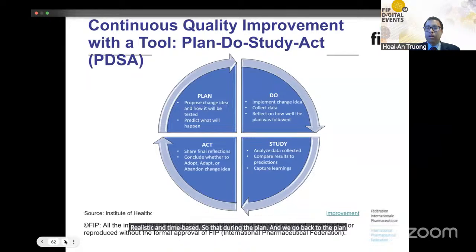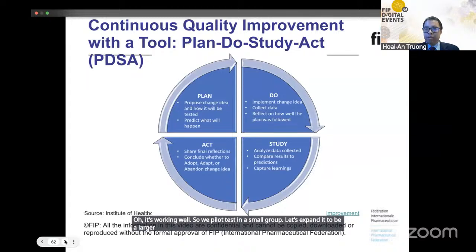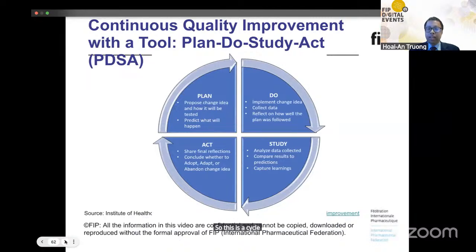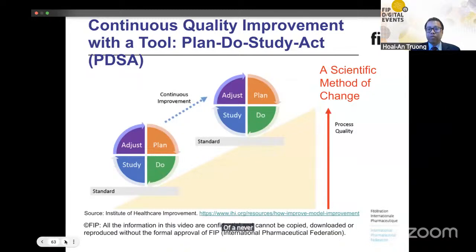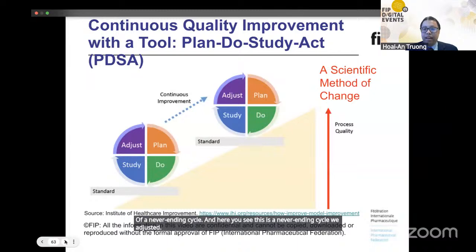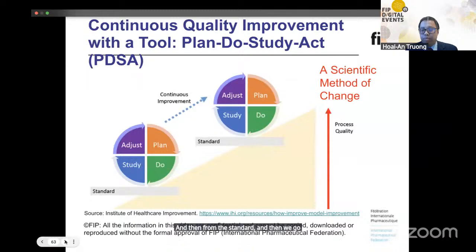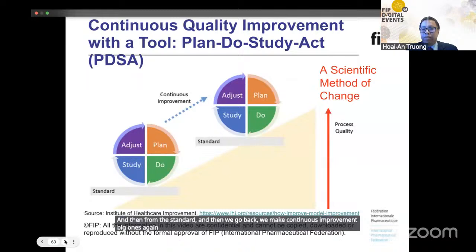Oh, it's working well. So we pilot test in a small group. Let's expand it to a larger group. Let's expand it to the entire community. Let's expand it to the population. So this is a cycle that can be continuously used. Although the act step closes the cycle, integrating everything together, we still have to have continuous quality improvement. These steps can be repeated over and over in a never-ending cycle. And here you see, this is a never-ending cycle. We adjust it, and then from the standard, we go back and make continuous improvement. Because once again, there's always a need for improvement. There's always room for improvement. Whatever we do, we think that's good, that's best.